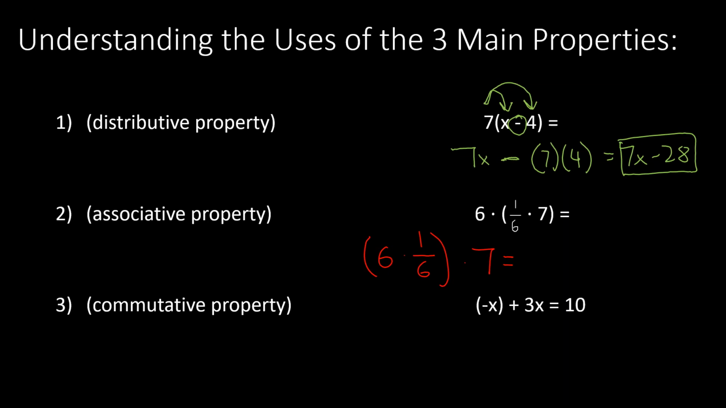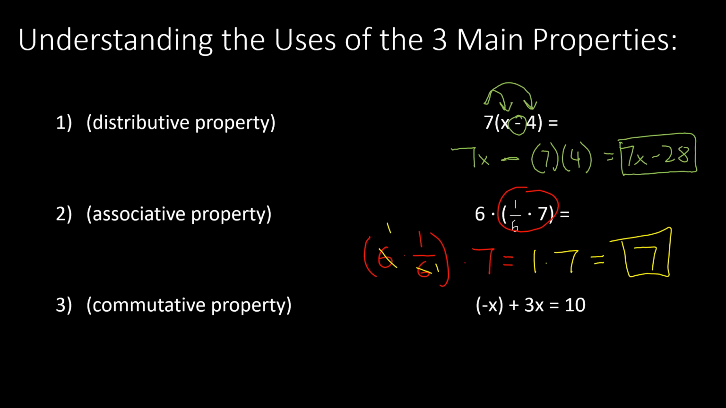Because we don't want to deal with this ugly fraction, 7 over 6. We just want a nice easy fraction. Nice easy solution, sorry. So we can divide by 6 and we get 1. So we get 1 times 7 and we get 7 as our answer. As you can see here, we use the associative property in an algebra context.